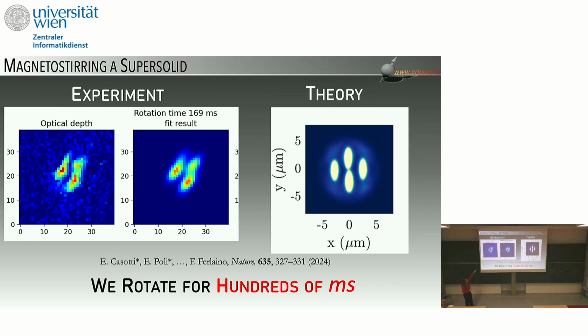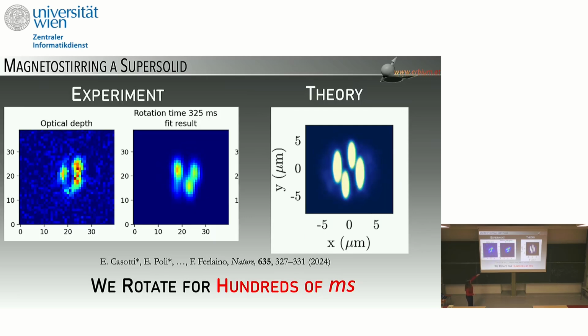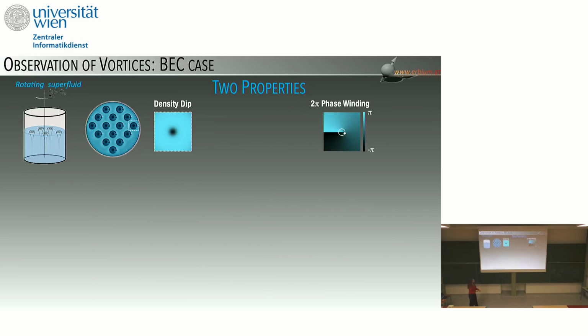So that's in the theory when we magnetostir. I don't know why it's blocking. And this is now the experiment. We were really able to rotate our system for an extremely long time, hundreds of milliseconds, hunting for vortices. I don't want to go too much into detail, but every vortex has 2 properties. One is that you don't have any atoms, so it's really a hole in the matter. So that you can see here is a density dip, nothing is inside. And the second property is that you have a 2-pi phase winding.